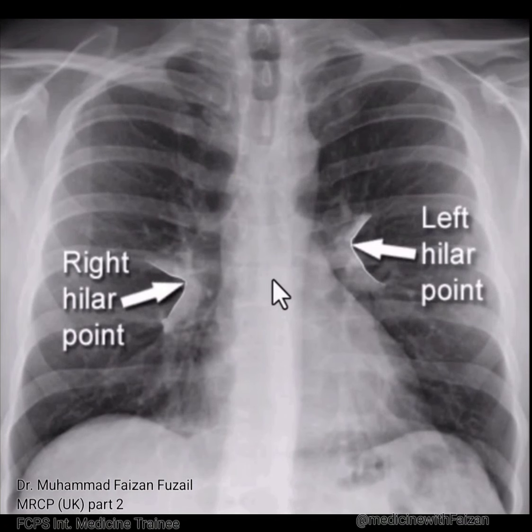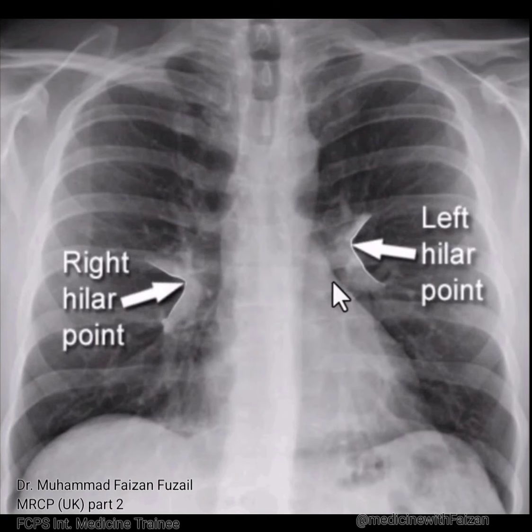Now, let's discuss normal hilar structures. The lung roots, or hila, singular hilum, are complicated anatomical structures containing the pulmonary vessels and the major bronchi, arranged asymmetrically. Each hilar point is the angle formed where the upper and lower lobe pulmonary vessels meet. They are useful points of reference to determine the position of the hila.